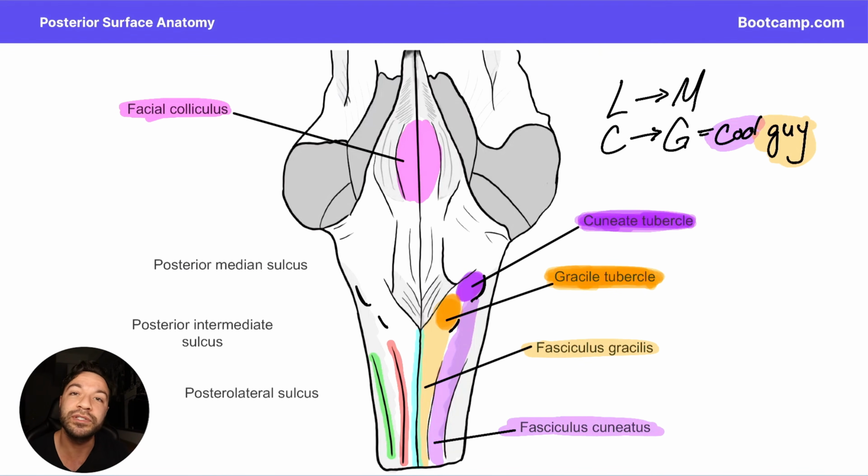And since we have a posterior median sulcus, we're going to have a posterior lateral sulcus, which is going to be the most lateral sulcus on the posterior side. And then found between the posterior lateral and the posterior median sulcus, we're going to have this sulcus known as the posterior intermediate sulcus. So now that we've identified all these structures, let's discuss some of their functions.